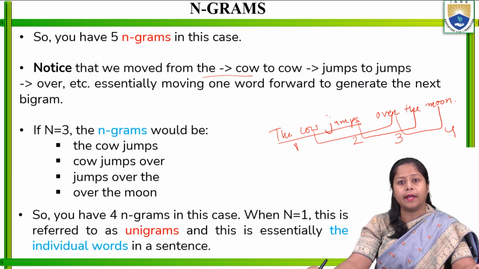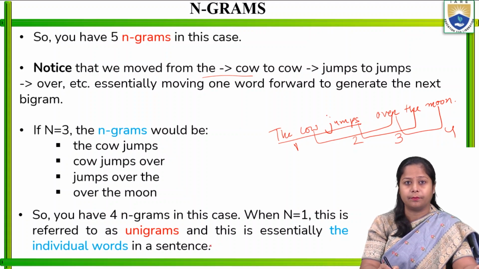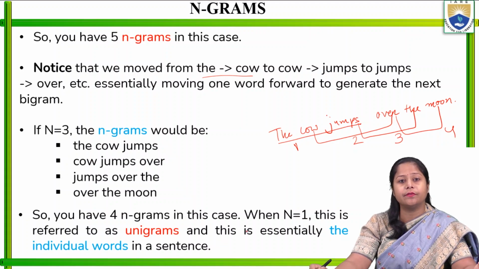When n is equal to 1, this refers to a unigram. Here we have taken the bigram and trigram examples. A unigram is individually taking the words from the sentence, and that makes an n-gram.